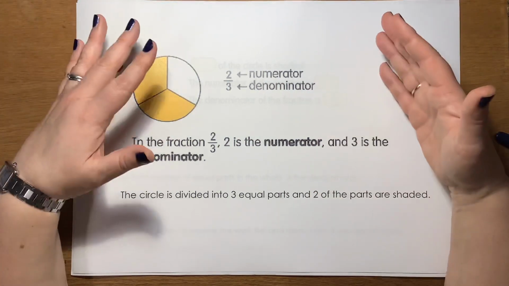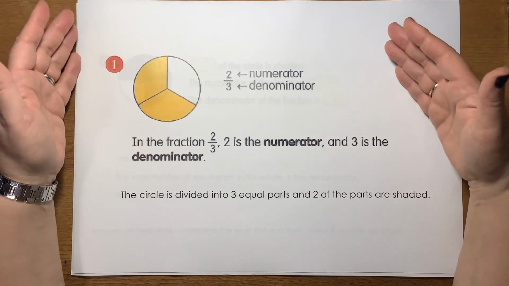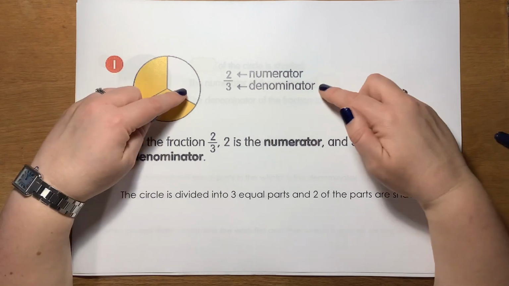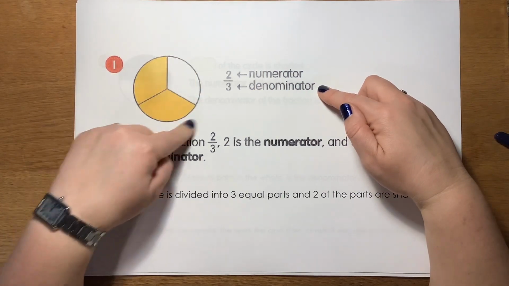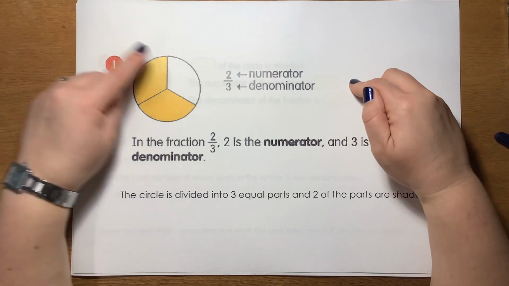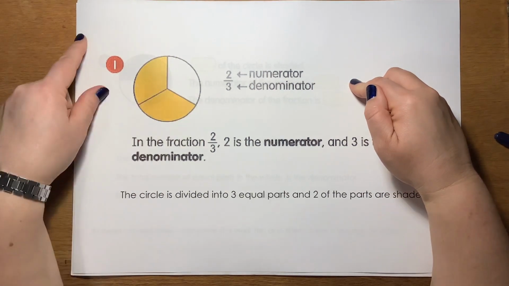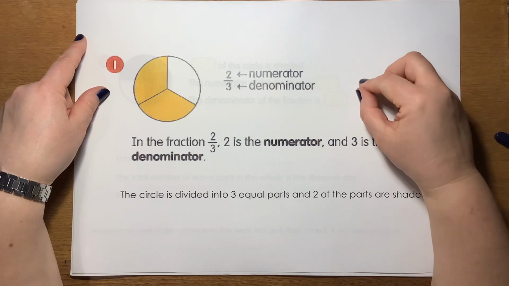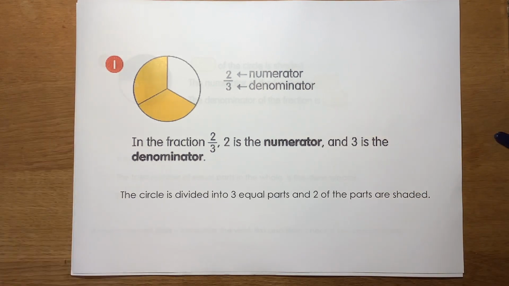Again, if we wanted to flip that, how many parts are not shaded? The denominator isn't going to change because we still have 3 parts, but the numerator would be 1 because we only have 1 part that isn't shaded. So then it would be 1/3 of the circle is not shaded.